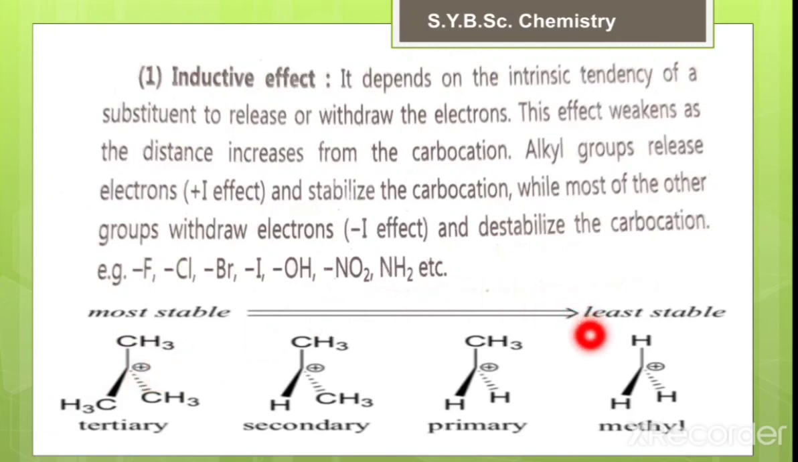And why is it least stable? It has no such inductive effect. Hydrogen shows some, but a little as compared to methyl. Then the secondary has only 2 plus I effect. In primary, it has only 1 plus I effect. Therefore, the tertiary carbocation is more stable. Why is it more stable? Because it has the 3 plus I inductive effect.